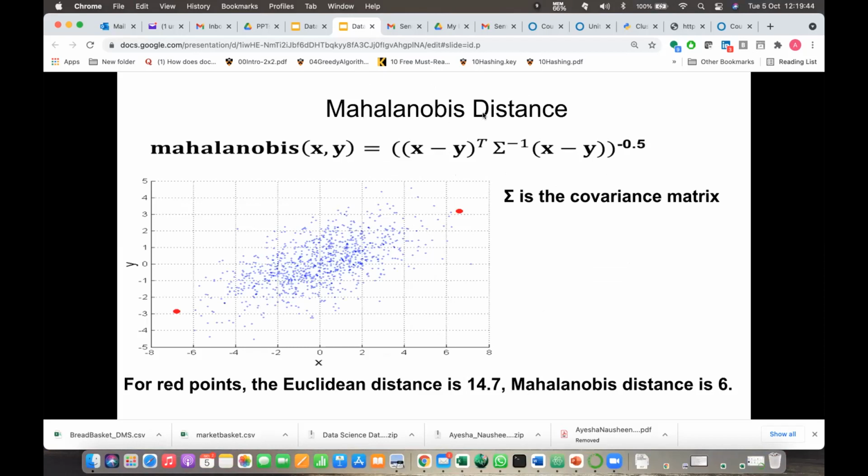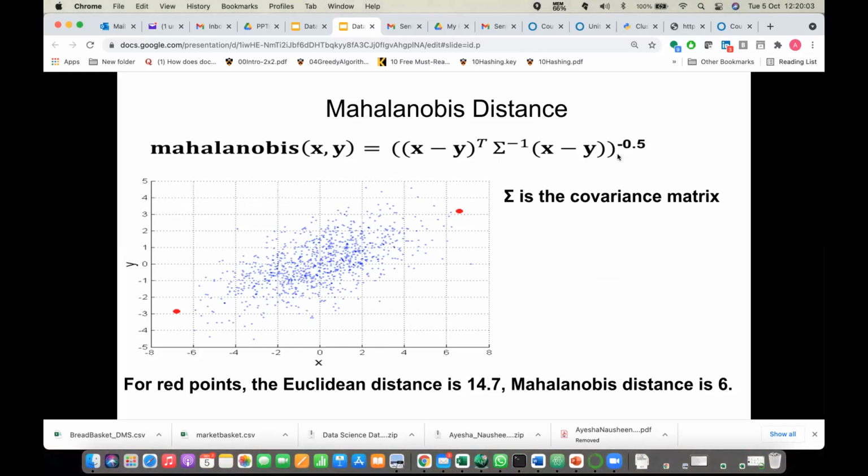Another thing is the Mahalanobis distance. Mahalanobis is a famous statistician from India. The Mahalanobis distance between x and y is defined like this. It is defined for vectors: (x minus y) transpose, sigma inverse, (x minus y), whole power minus 0.5, which means 1 by the square root of this will come.